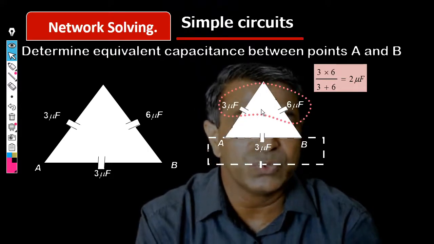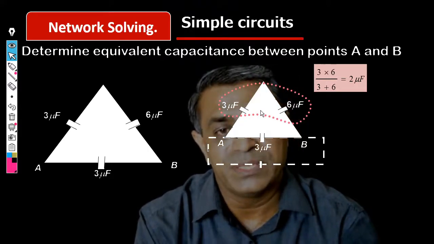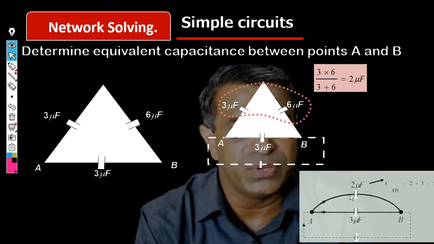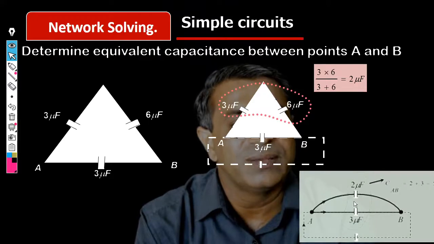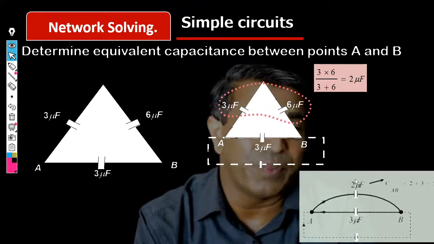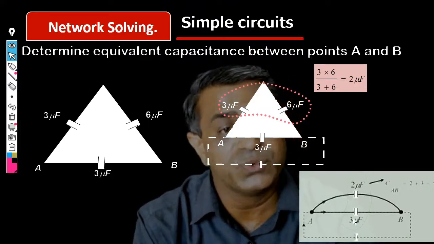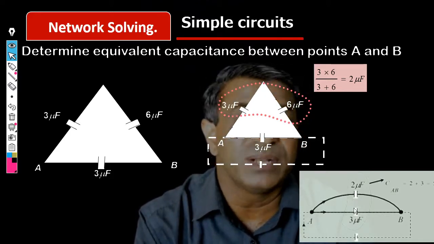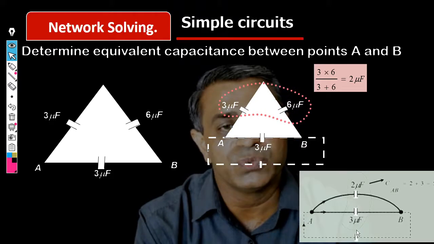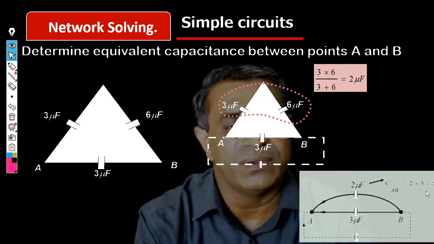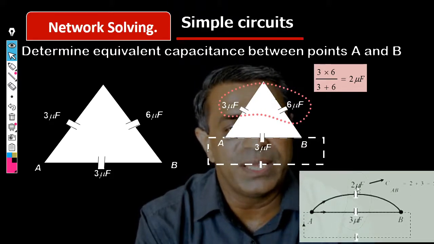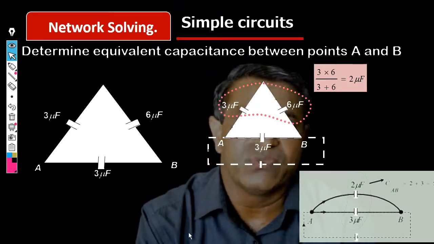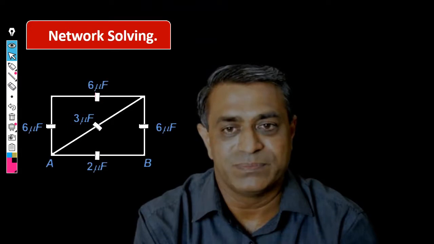Now this 2 microfarad capacitor is connected in parallel with the 3 microfarad capacitor. You can see these 2 and 3 are both in parallel. Again for parallel combination, instead of these 2 we can use a single capacitor. For parallel combination it is C1 + C2, so 2 plus 3 is equal to 5. So you can replace these 2 capacitors by a single capacitor with a capacity of 5 microfarad.